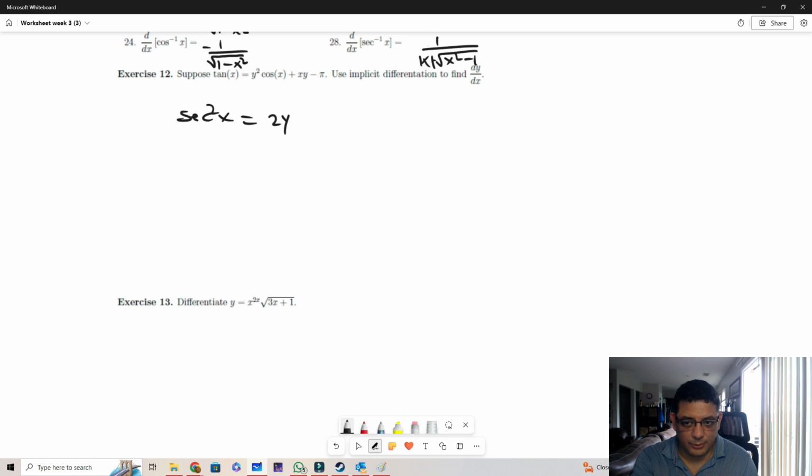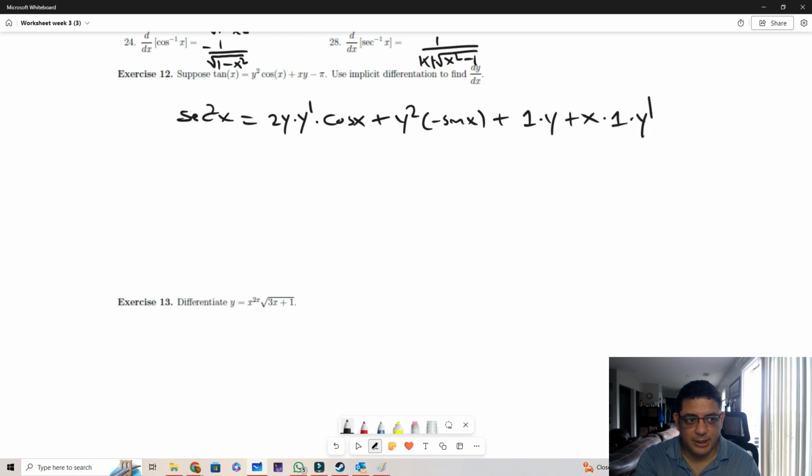But because y is a function of x, there is going to be a chain rule here, and this is going to be times y prime multiplied by cosine of x plus, and then now y squared times the derivative of cosine, which is minus sine of x. And then we have the derivative here of x times y. Derivative of x is 1, so 1 times y plus x times 1 times y prime. And then the derivative of pi is going to be 0.